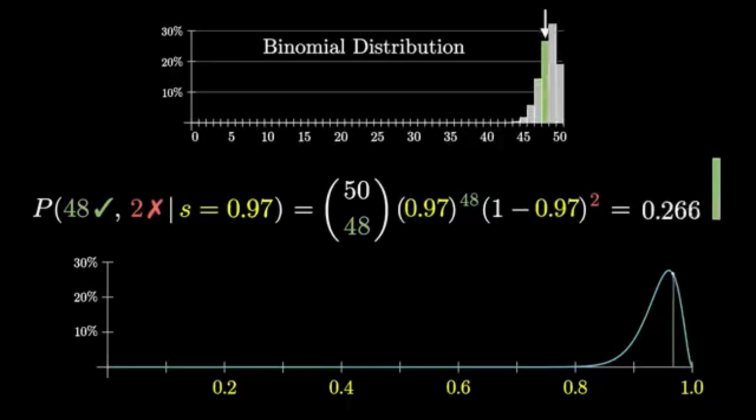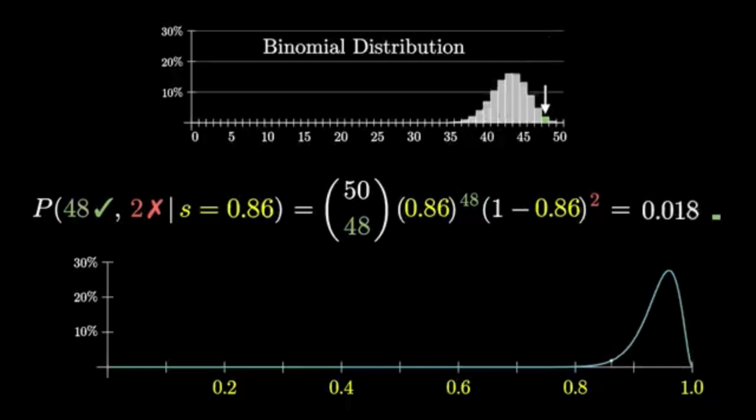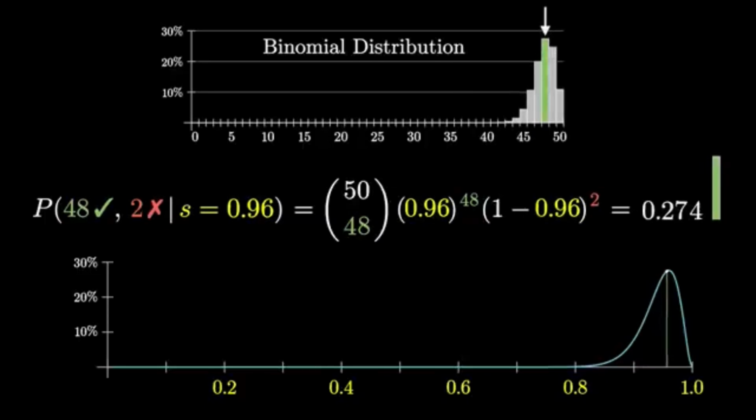By the time you get to s equals 0.8, getting 48 out of 50 reviews by chance is exceedingly rare. It would happen 1 in 1,000 times. This plot we have on the bottom is a great start to getting a more quantitative description for which values of s feel more or less plausible.